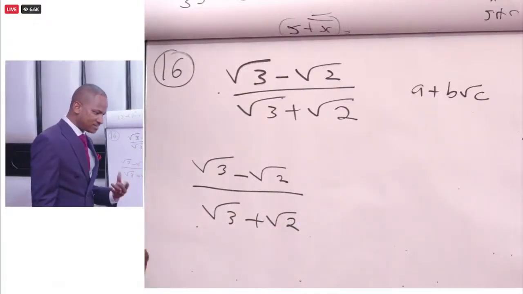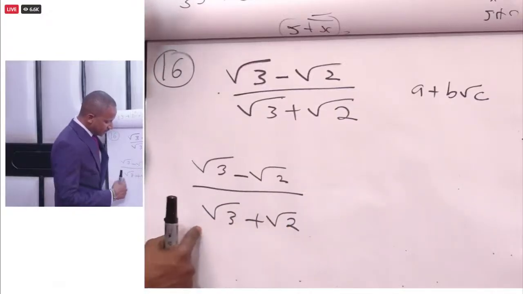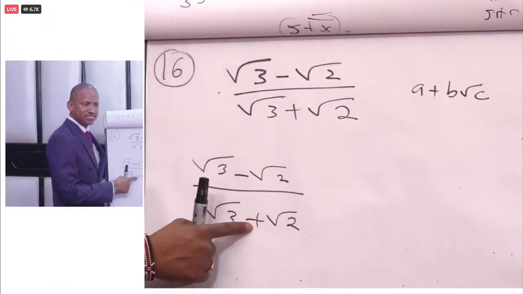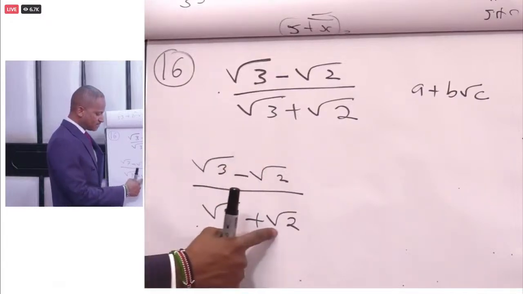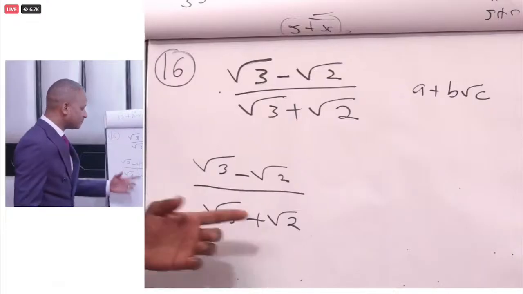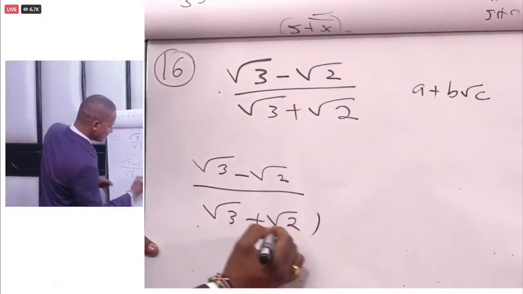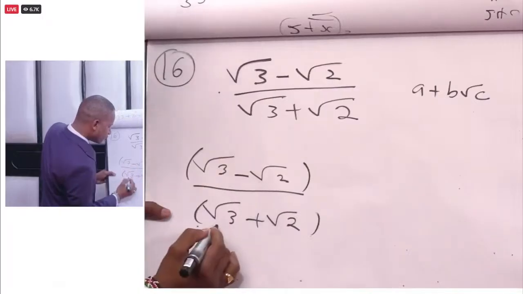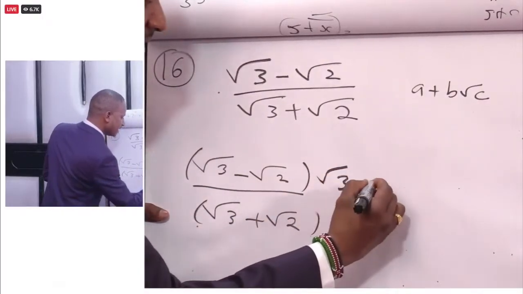What does a conjugate surd mean? It means that the surd of the denominator remains the same, you only change the sign. So you multiply the numerator by the same denominator, sign changed, and the denominator also by the same surd, only the sign changed. So you multiply this by root 3, but instead of plus you write minus root 2.